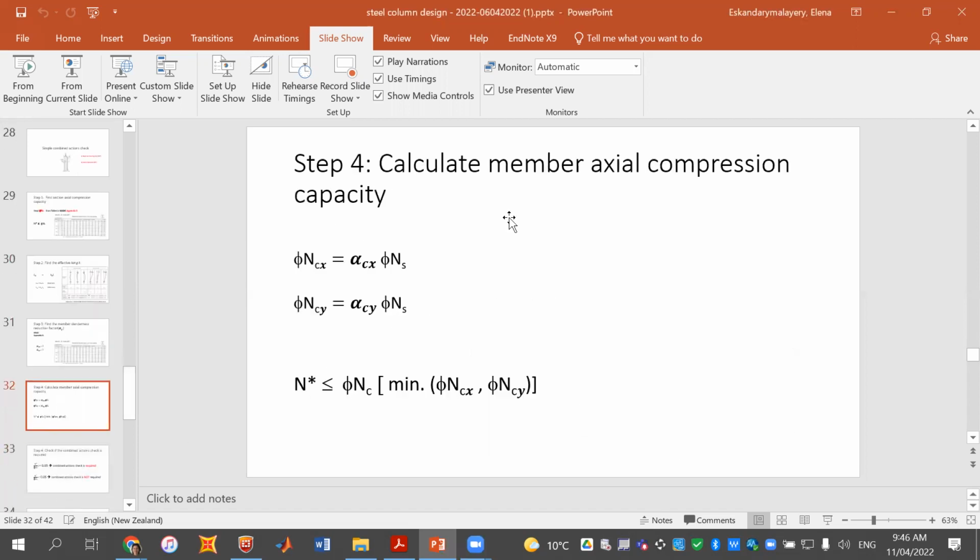Now we can calculate the member axial compression capacity. So we have phi Nc x and phi Nc y, which is calculated by alpha cx times phi Ns or alpha cy times phi Ns. And the minimum of these two values will be compared to your design axial force. And if the design axial force is less than capacity, that is okay. Otherwise, you have to change the member and repeat the process before continuing the procedure.